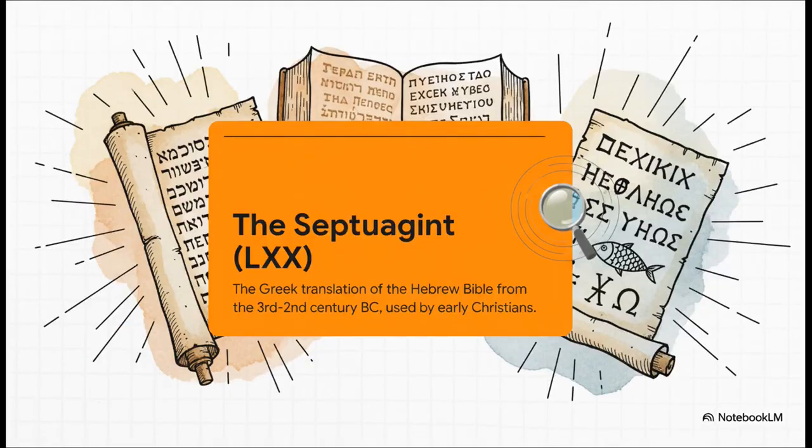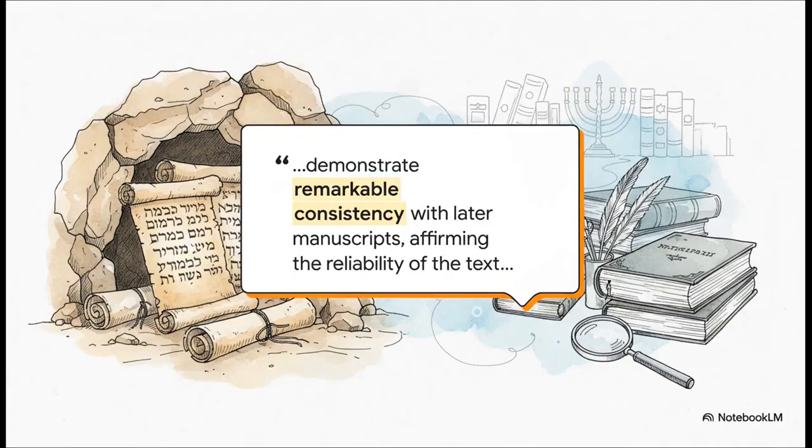Let's talk about the Septuagint for a second, because this was a huge deal. It was a Greek translation of the Hebrew scriptures, what Christians now call the Old Testament. This made those texts available to the whole world, not just people who could read Hebrew. In fact, it was the version most early Christians used, and it's even quoted by the guys who wrote the New Testament.